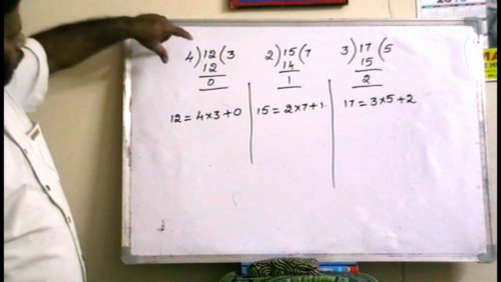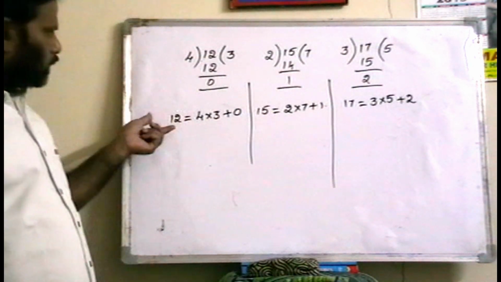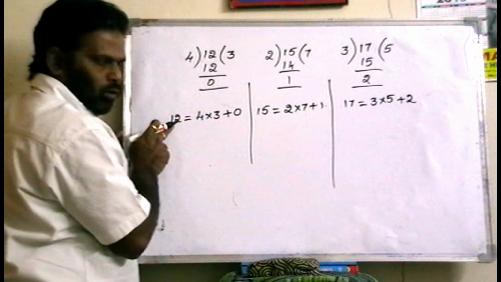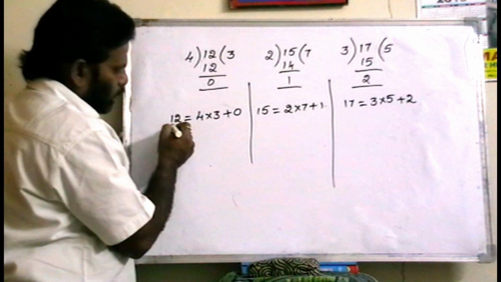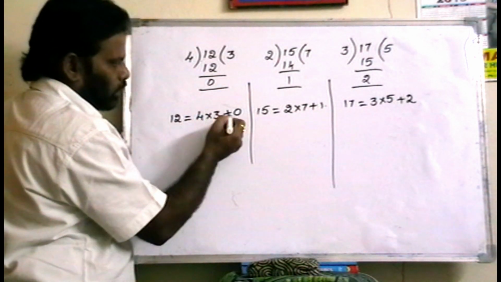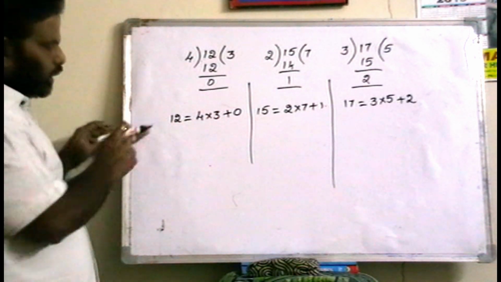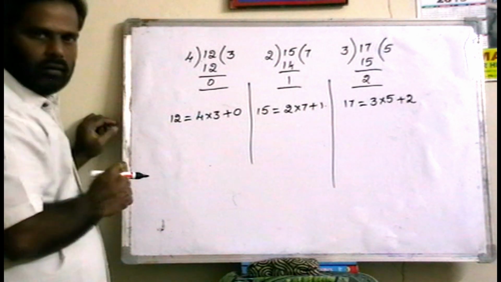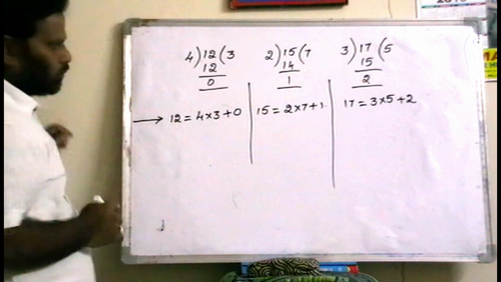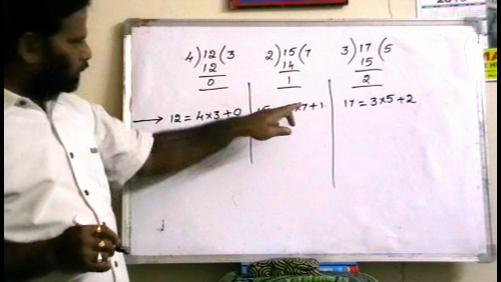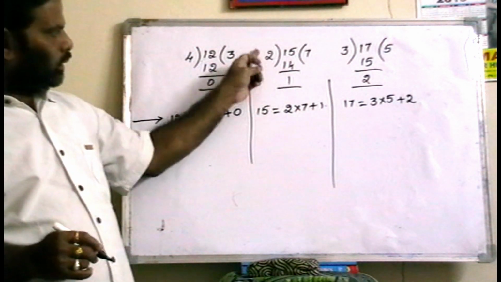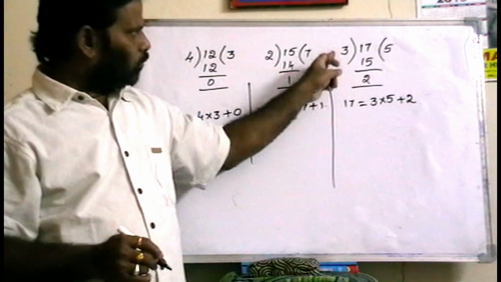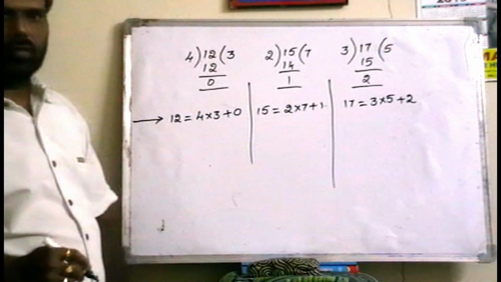So in every division it satisfies one rule, that is the division rule or division algorithm. Dividend is equal to divisor into quotient plus remainder. It is called the division rule. In every division it is satisfied: dividend is equal to divisor into quotient plus remainder.